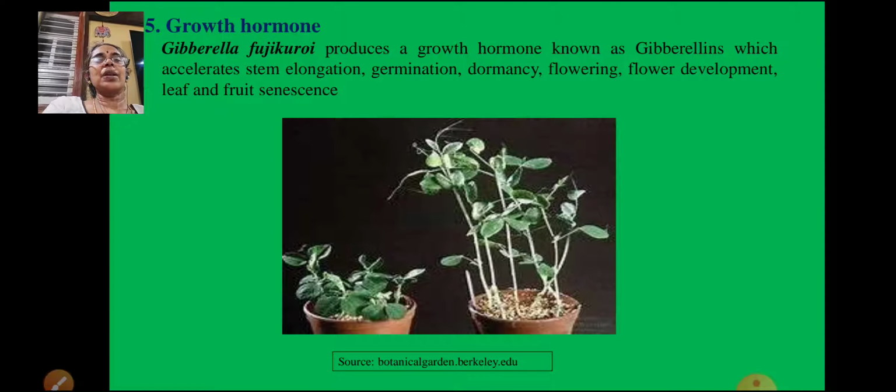So next is the growth hormone. Gibberella fujikuroi produces a growth hormone known as gibberellins, which accelerates stem elongation, germination, dormancy, flowering, flower development, and the leaf and fruit senescence. In this diagram you can see the two pots, one treated with gibberellin and the other untreated with the gibberellin. You can see the elongation of the stem.